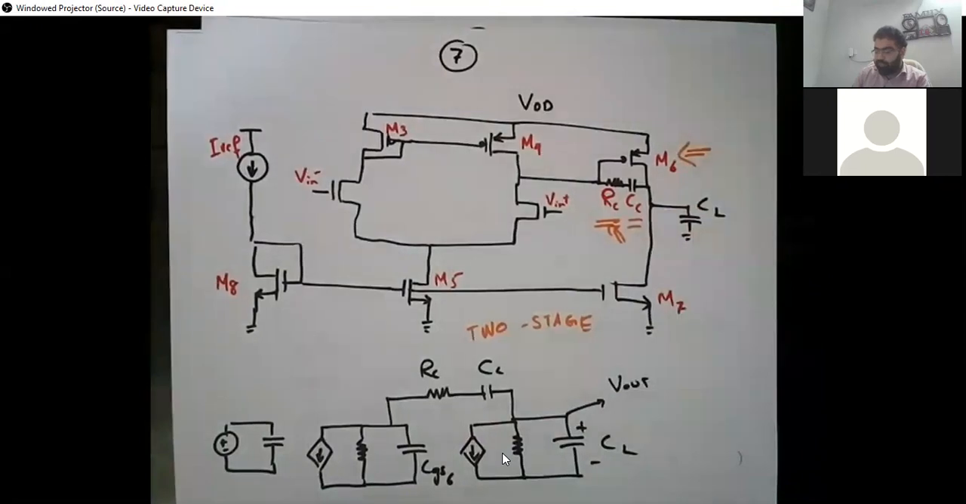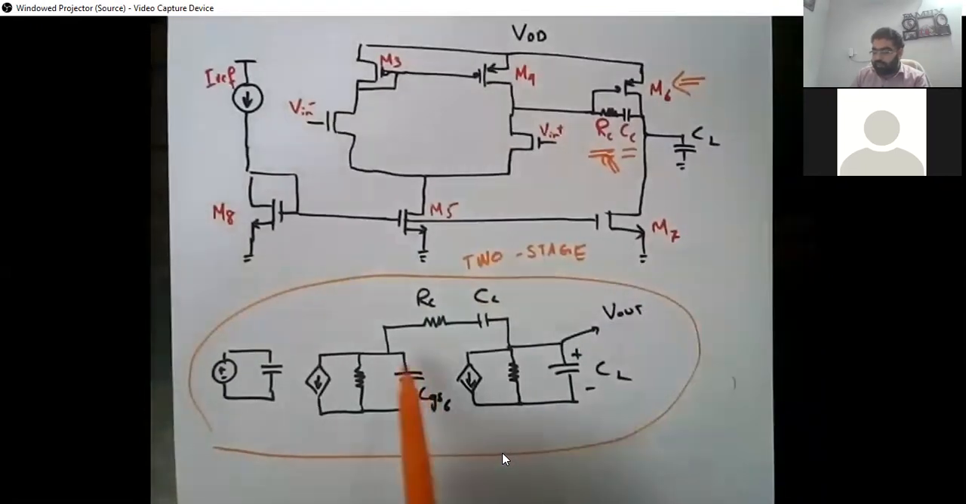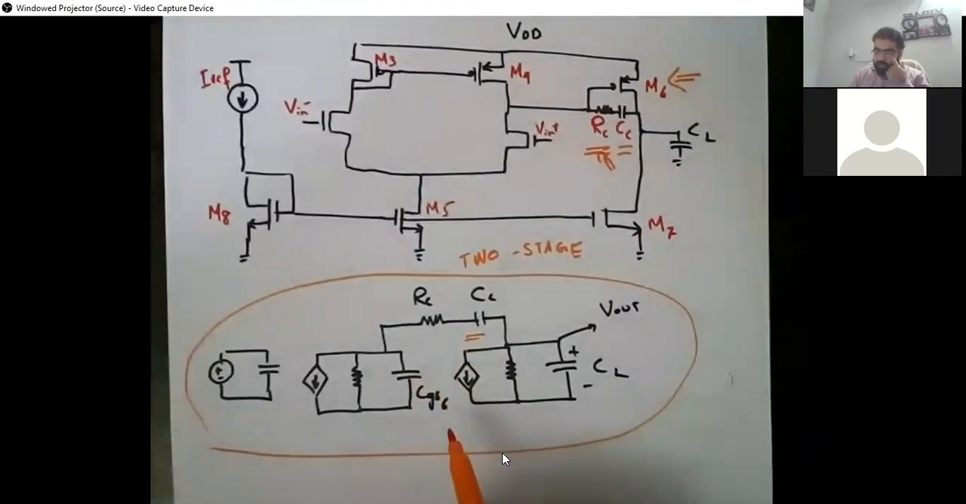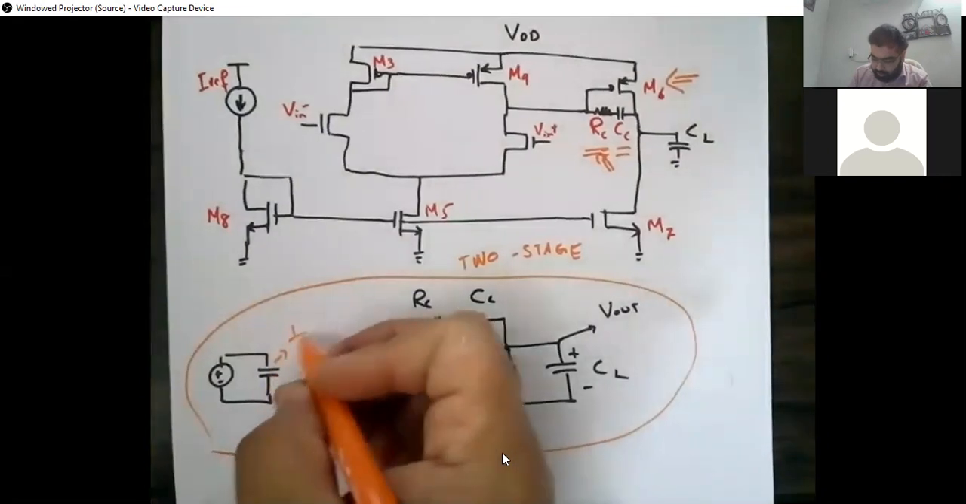If we want to see a two-port model, it is drawn here, where we have a CC and an RC in series with each other. Any concerns related to what we have covered?